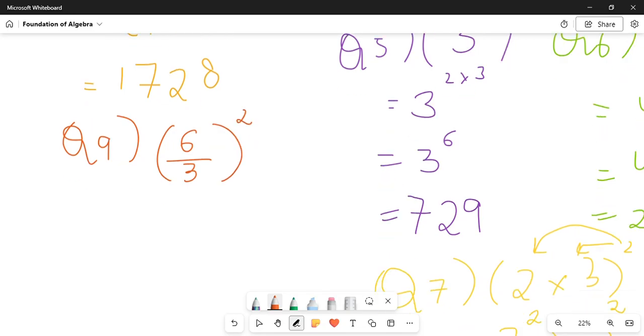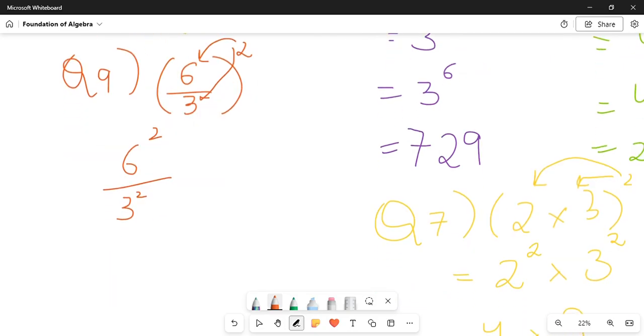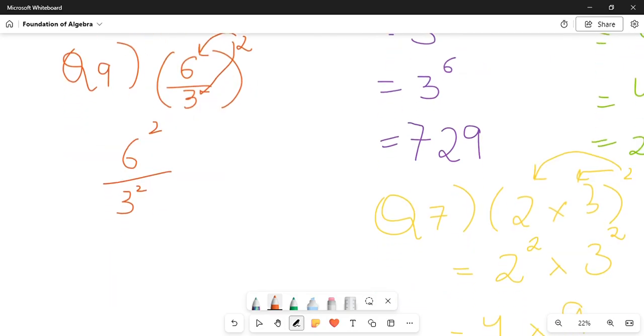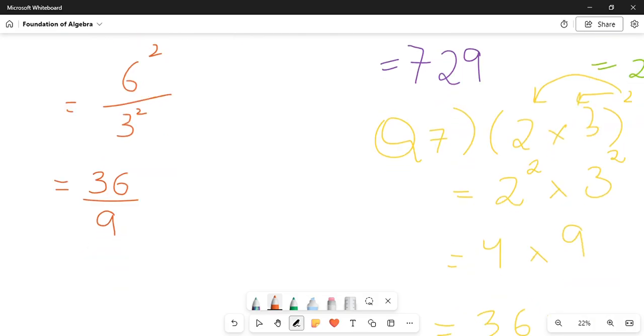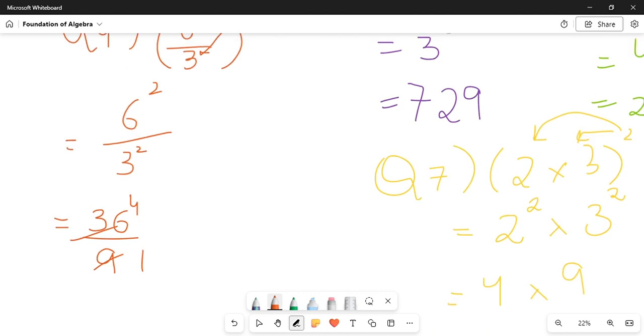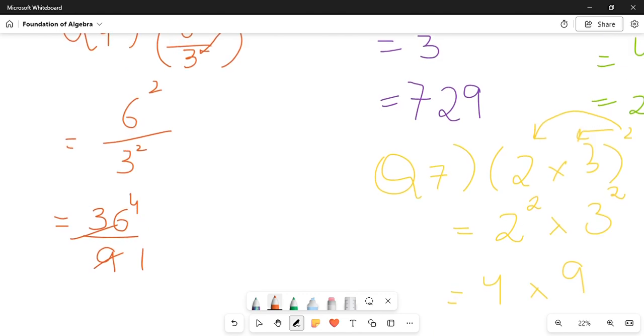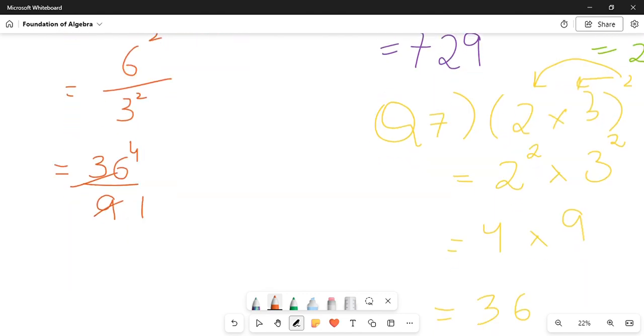Again, we're going to distribute this power to both of the bases inside. So 6 to the power of 2 divided by 3 to the power of 2. And we are going to simplify them first. 6 times 6 is 36, and 3 times 3 is 9, and 9 fours are 36. Yeah, so 4 is the answer.